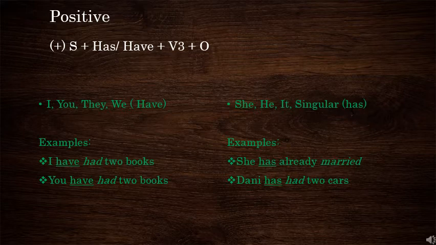The auxiliary have is used for I, you, they, we, and plural subjects. For example, I have had two books and you have had two books. Then the auxiliary has is used for singular subjects and she, he, it. For example, she has already married and Danny has had two cars.